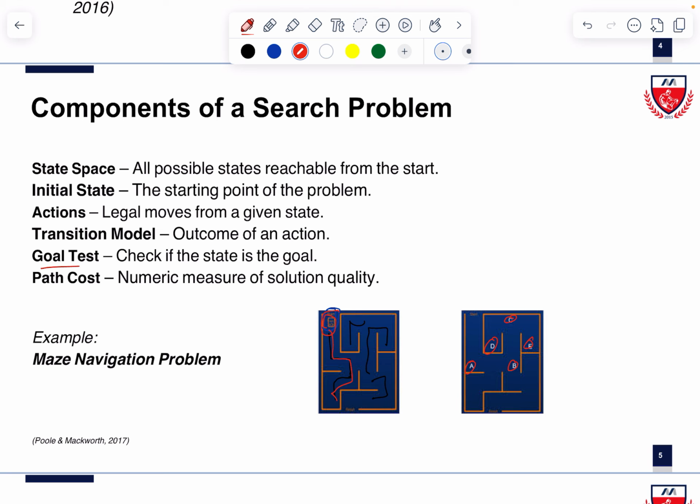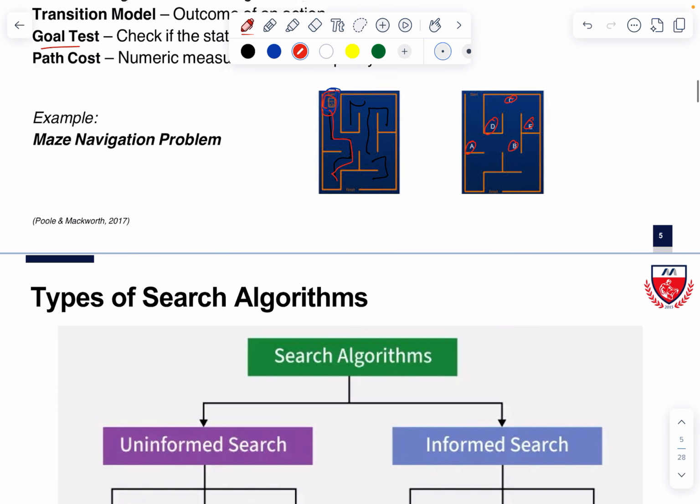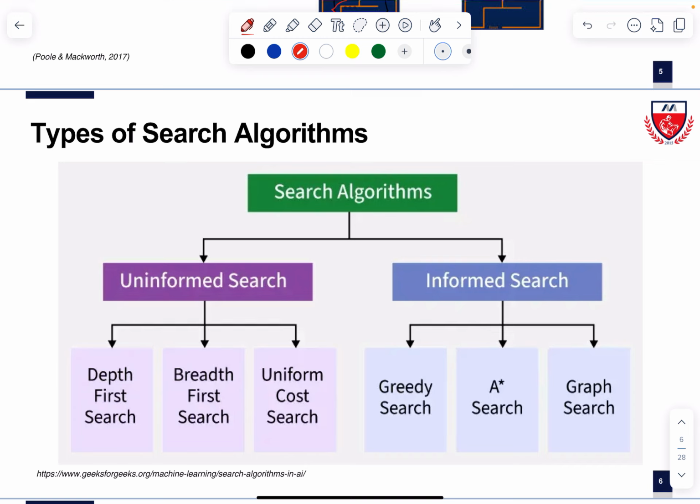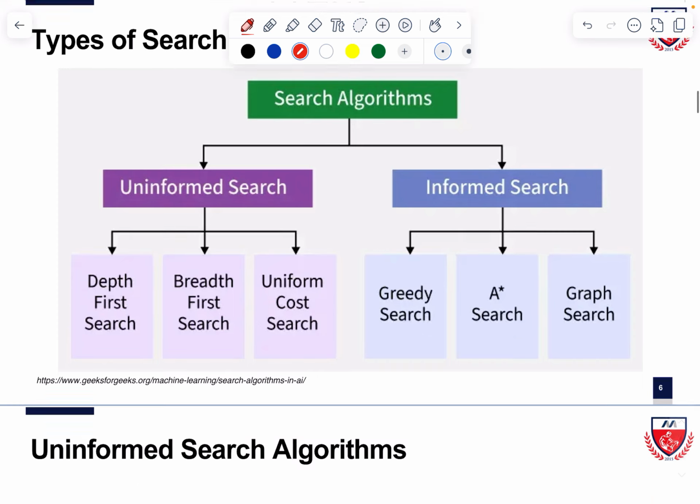by an intelligent agent. So, once again, let's go back to the different types of search algorithms. We have uninformed search and informed search. On this part one of the video, let's talk about the depth first search, the breadth first search, and the uniform cost search, which are under uninformed search. And on the next video, we're going to talk about the informed search, which are the greedy search, A-star search, and graph search.